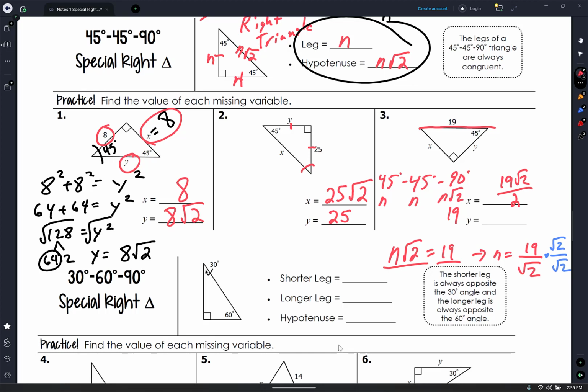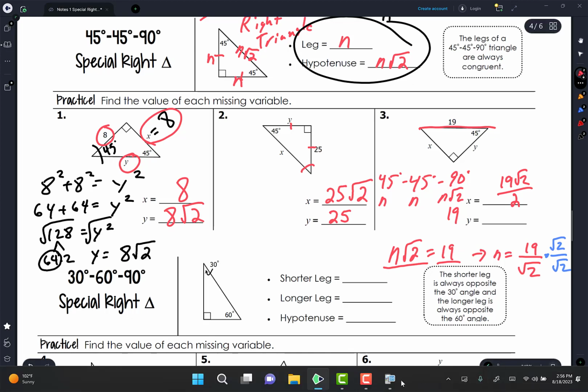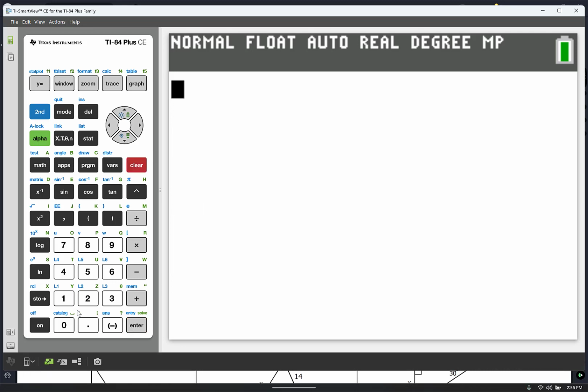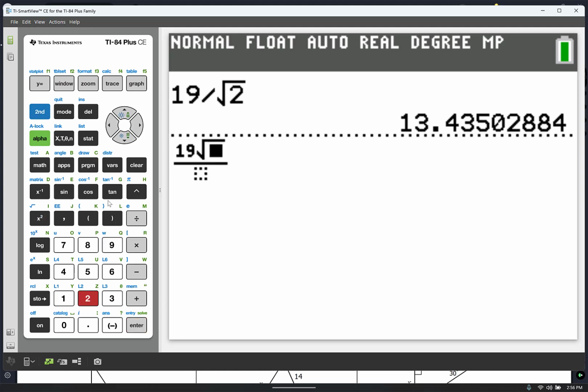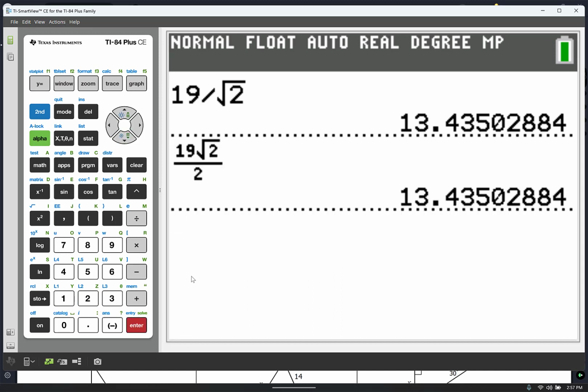And I know what you're saying. Some of you maybe don't believe it, like, Chav, I don't think that's the same thing. Yes, it is. Look, if I take my calculator, and don't worry, I'll go back, guys. 19 divided by square root of 2. And I push enter. I get that number. And then look, if I push alpha y equals enter, and I'm going to type this, 19 square root of 2 over 2. It's going to be the same number, guys. Same value. See? It's the same thing.